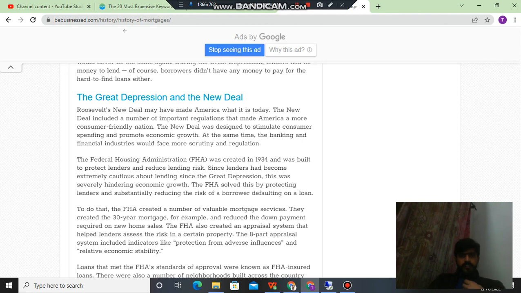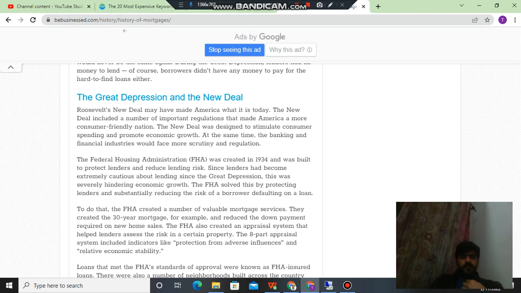The Federal Housing Administration (FHA) was created in 1934 and was built to protect lenders and reduce lending risk, since lenders had become extremely cautious about lending since the Great Depression. This was severely hindering economic growth. The FHA solved this by protecting lenders and substantially reducing the risk of a borrower defaulting on a loan.